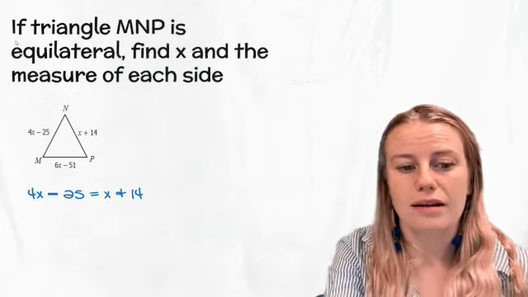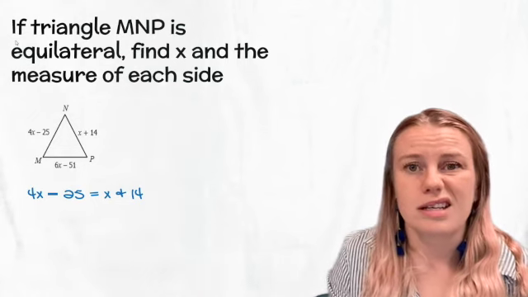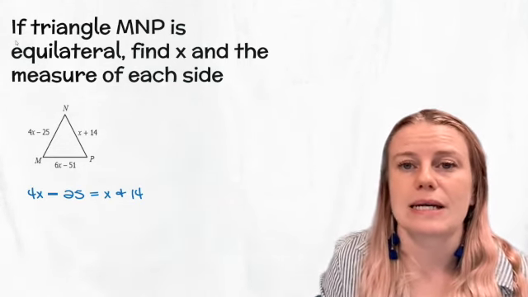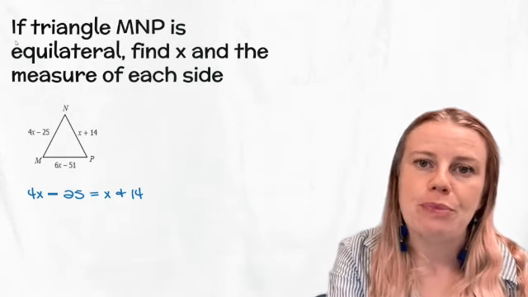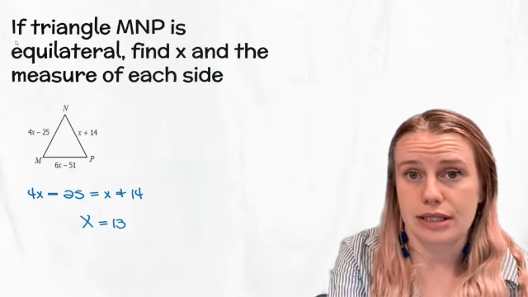So let's do that. I just picked the top 2. They look the easiest. 4x minus 25 equals x plus 14. When I do my solving, I get x equals 13.